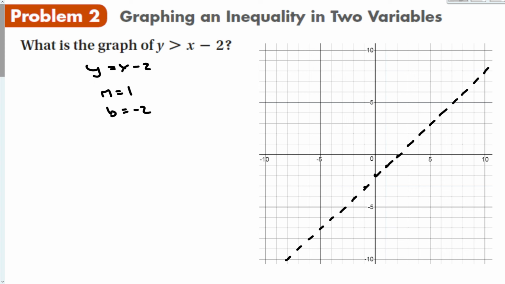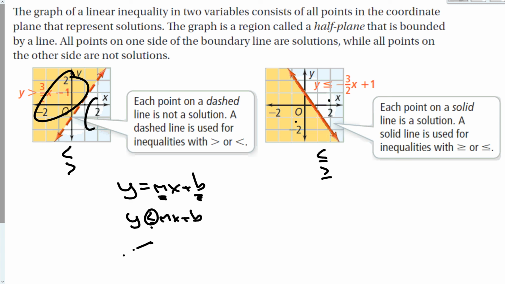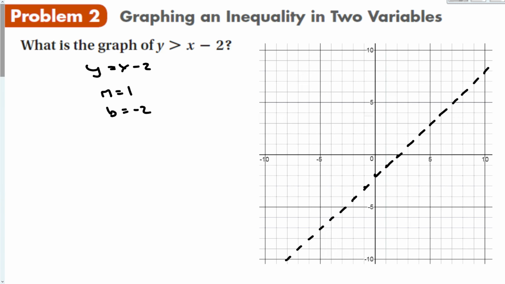Now, I need to decide which region to shade in. Which side of the line should I shade? Which side of the line should I leave blank? And there's two ways to do this. The first is to find a test point. Okay? 0, 0 is a good one. Usually, unless it's right on the line, that's the one you can use for any test point.